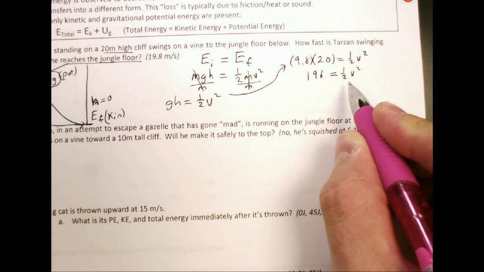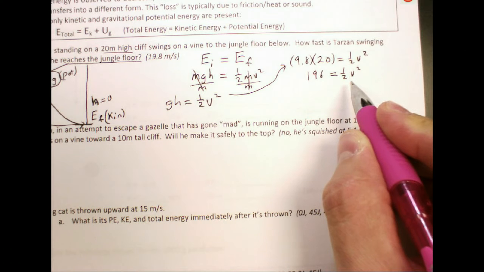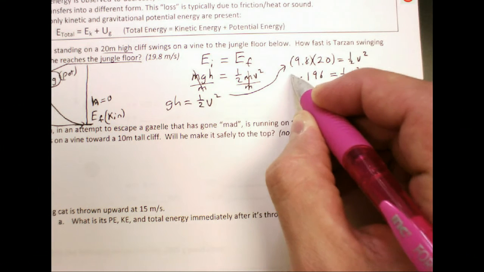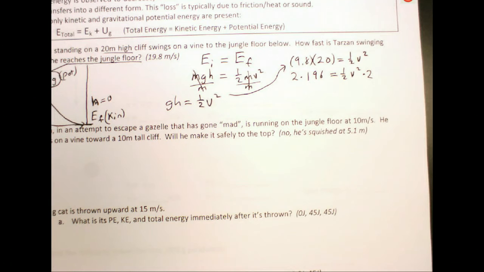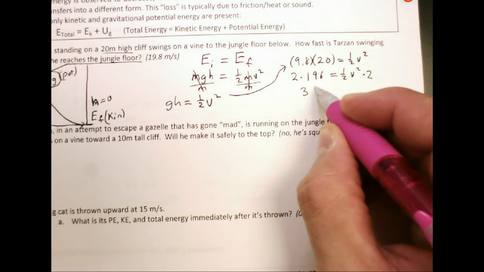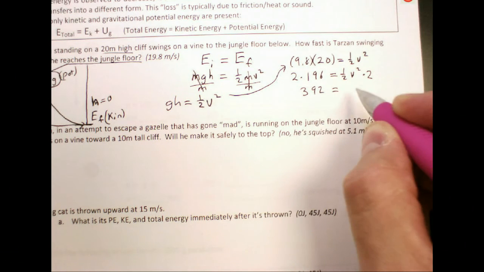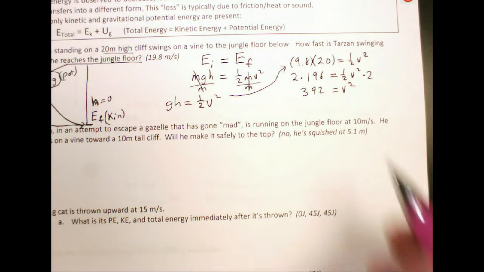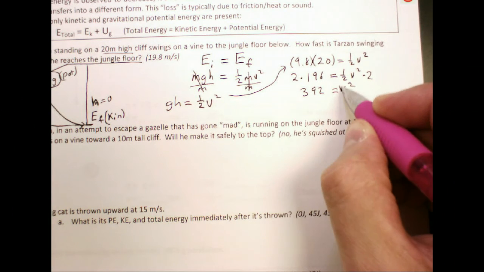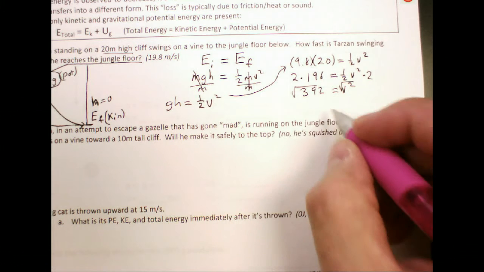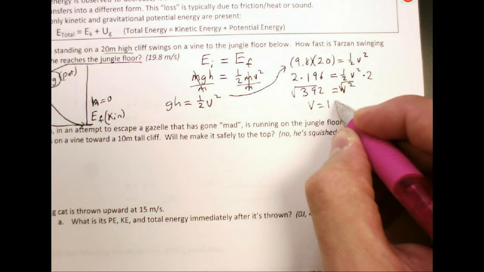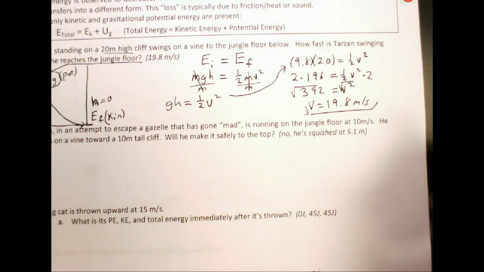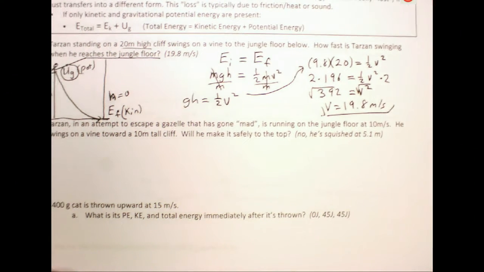To get rid of a 1/2, you can do one of two things. You can either divide by 1/2 or you can multiply by 2. That's what I'm going to choose to do because it's easier to do in the calculator. If you do that, you get 392, and that equals v squared. We don't want v squared, we want v. So the last thing we have to do is take the square root of both sides, and if you do that, you should come out with 19.8 meters per second for v.